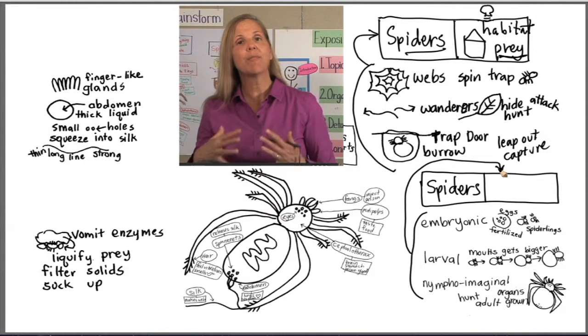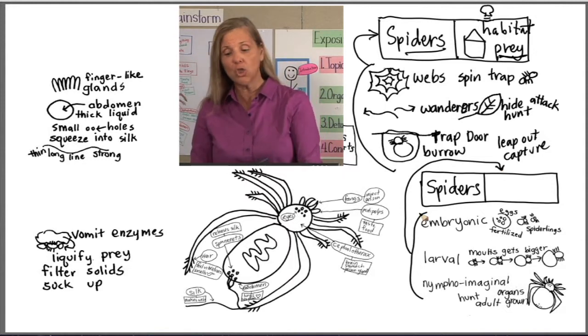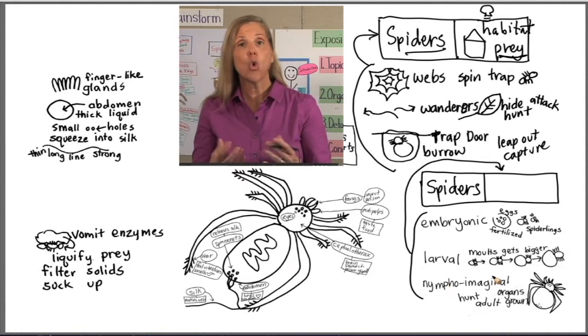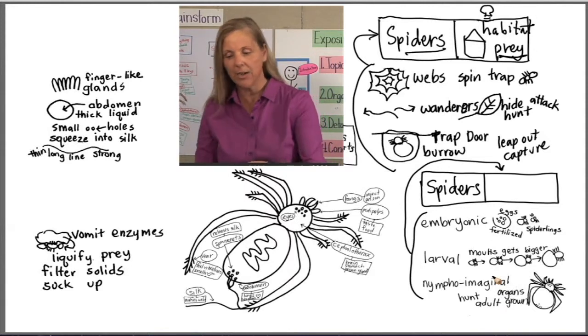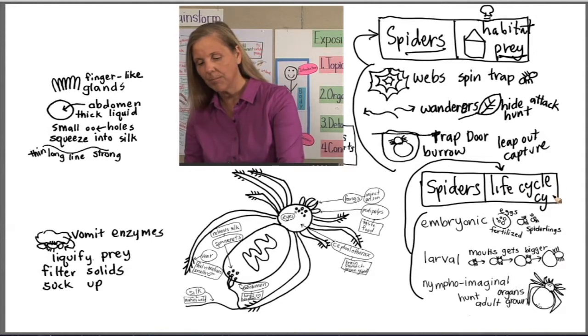This question is when the information has to be sequenced, and that is, what happens to spiders when they go through the embryonic stage, the larval stage, and the nympho-imaginal stage? Oh, they change, or they go through their life cycle. That's what happens here. So I'm going to put life cycle and change. So I'm just putting some ideas here.